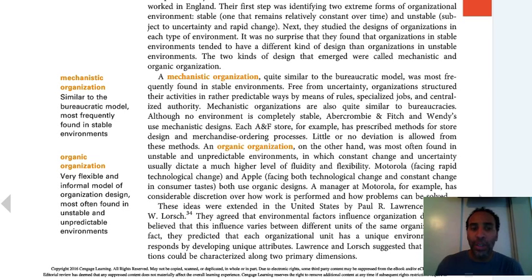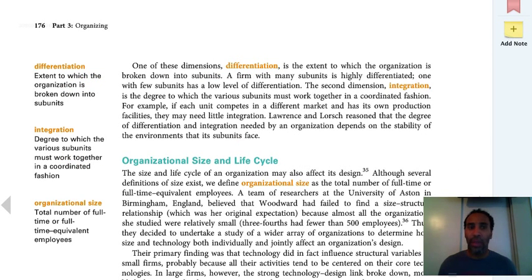Mechanistic organization, similar to a bureaucratic model, is most frequently found in stable environments. And then an organic organization is a very flexible and informal model of organization design, most often found in unstable and unpredictable environments. So remember, organic is in unstable, unpredictable. Mechanistic, right, like it's very machine oriented, is found in very stable environments. So that covers the gamut between stable and unstable.